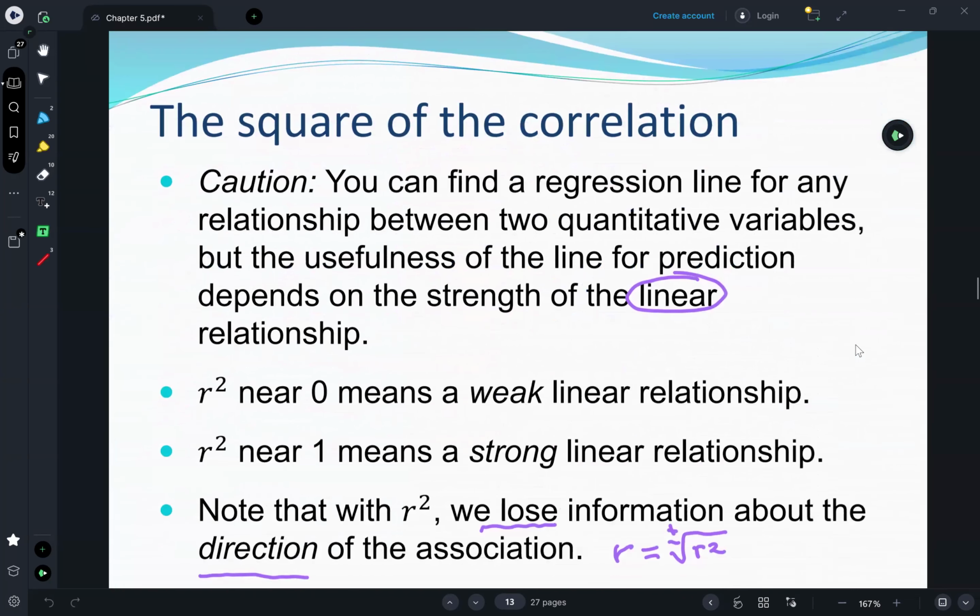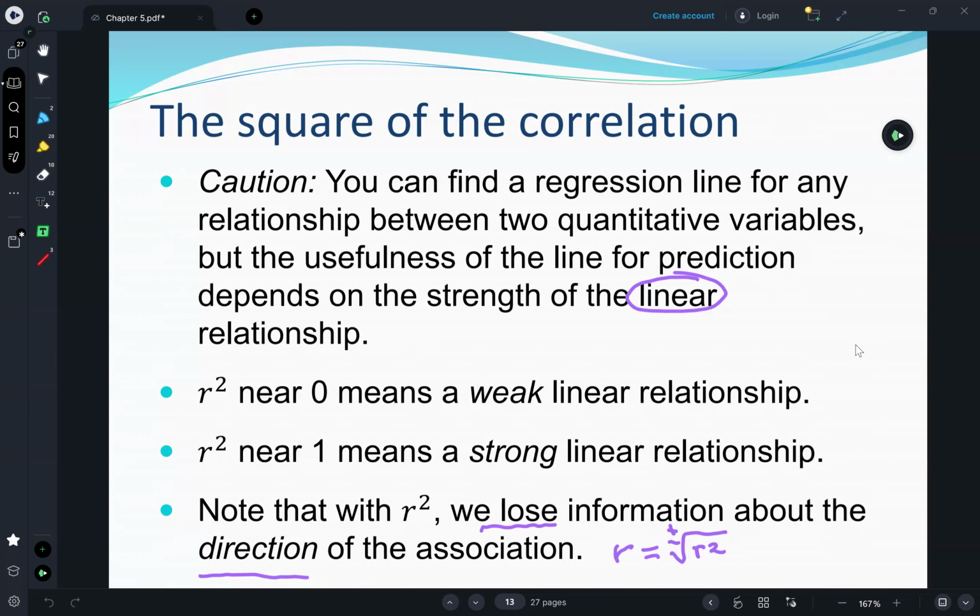And we need to remember it must be the linear relationship. All of these tools are for linear relationships only. So r squared near 0 means a weak linear relationship. R squared near 1 means a strong linear relationship.